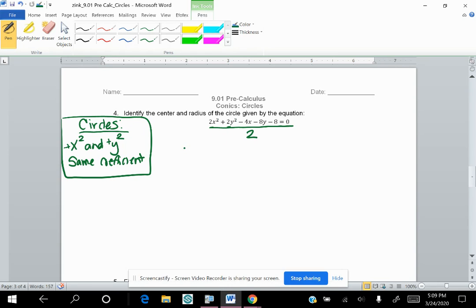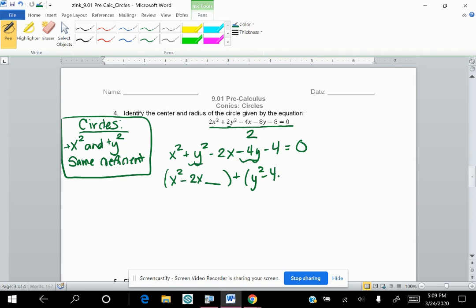All right, so I'm going to divide everything by 2, which now gives me x squared plus y squared minus 2x minus 4y minus 4 equals 0, since 0 divided by 2 is just 0. Next thing you want to do is group your x's together here. It makes it a little easier. So x squared minus 2x plus, take all my y's, y squared minus 4y blank, and then any constants get added over right at the beginning.